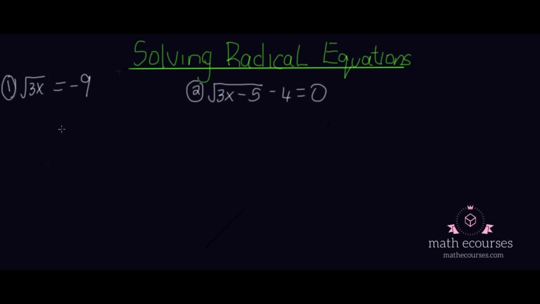So we're going to start by undoing what's been done. Here I have a square root. The opposite of a square root is squared. So I'm going to square this side and square that side. A square and a square root will cancel out.